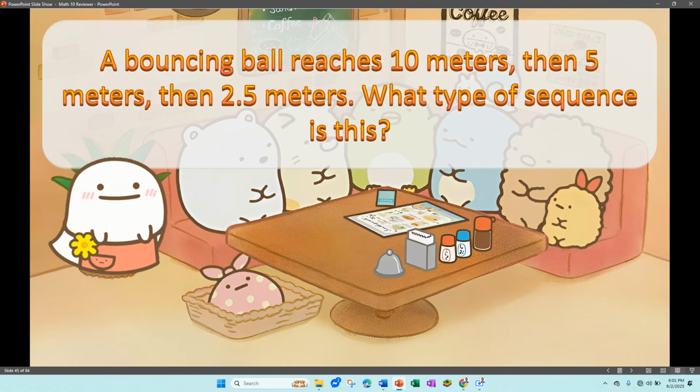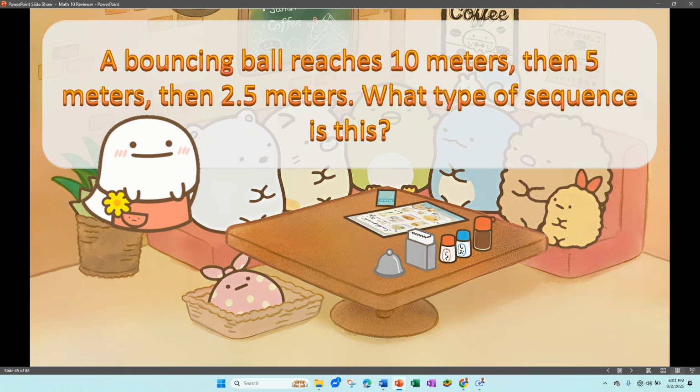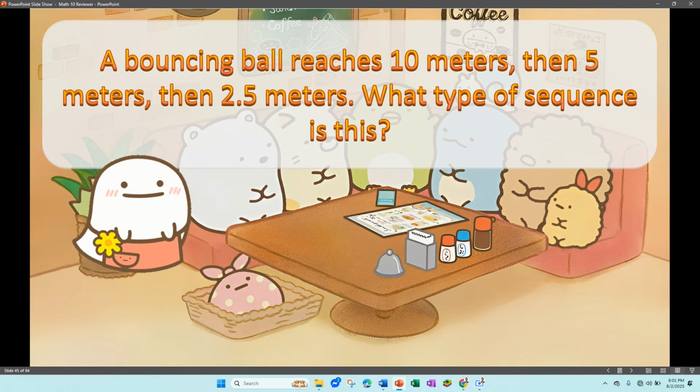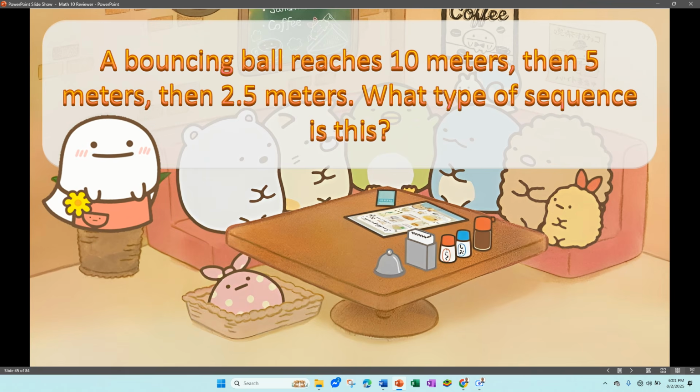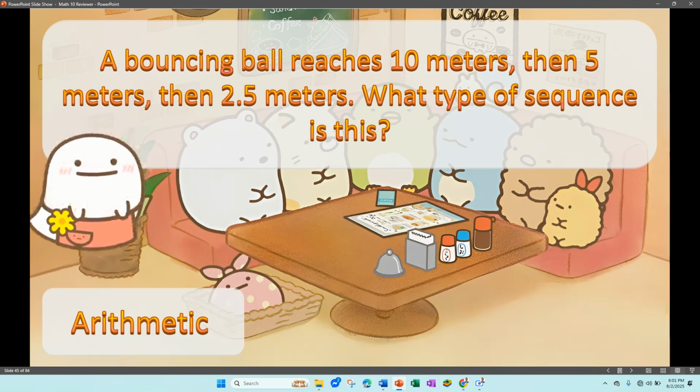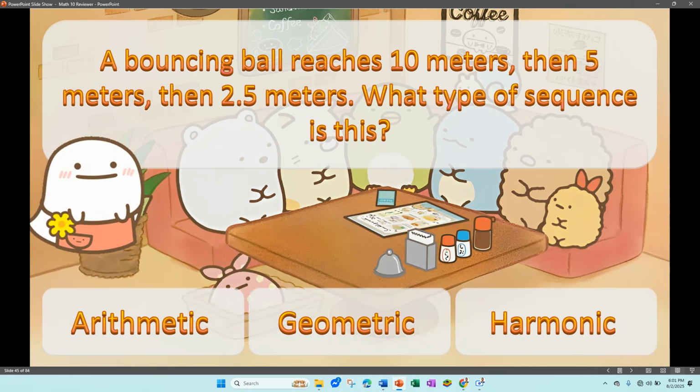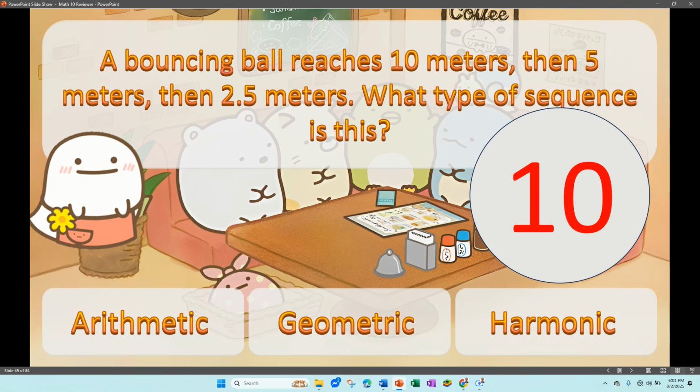A bouncing ball reaches 10 meters, then 5 meters, then 2.5 meters. What type of sequence is this? Arithmetic, geometric, or harmonic?